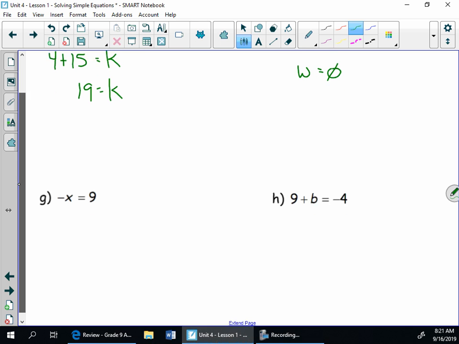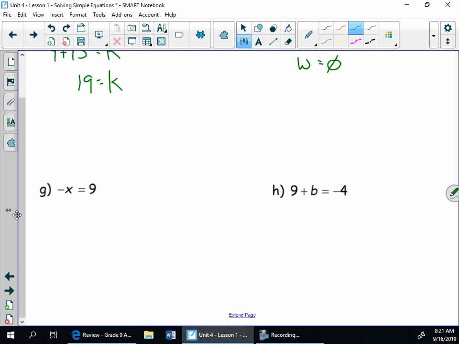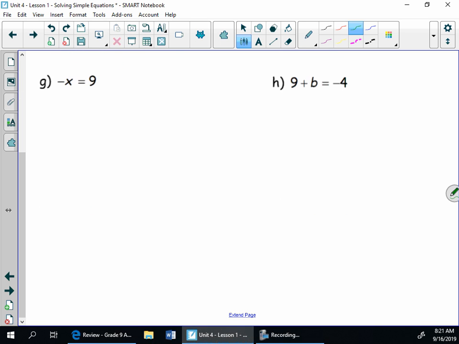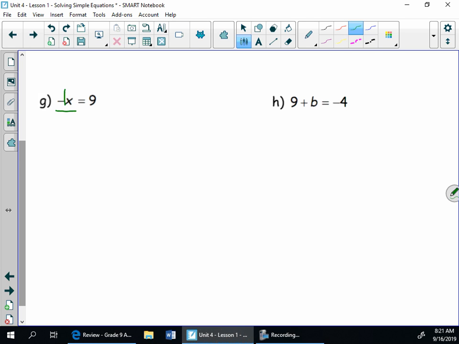Oh, here's a weird looking one, letter G. Negative x is 9. Now, we've talked about what happens if you don't see a number. Stick a number in there. What should it be? A negative 1. If it's multiplying, I got to turn it to dividing. Negative divided by negative makes it positive. And 9 divided by negative 1 is negative 9.